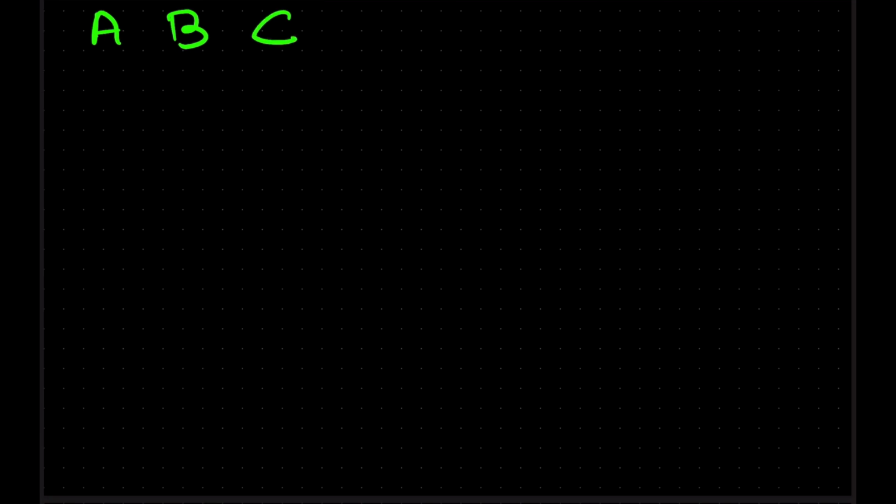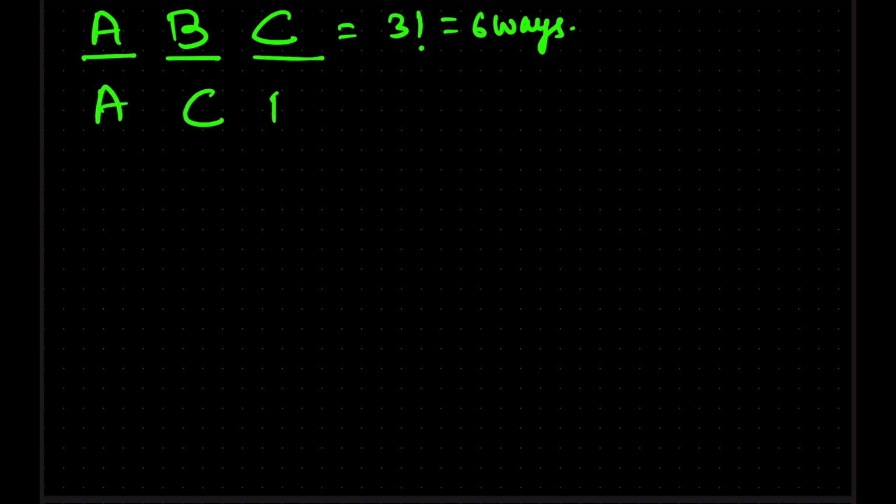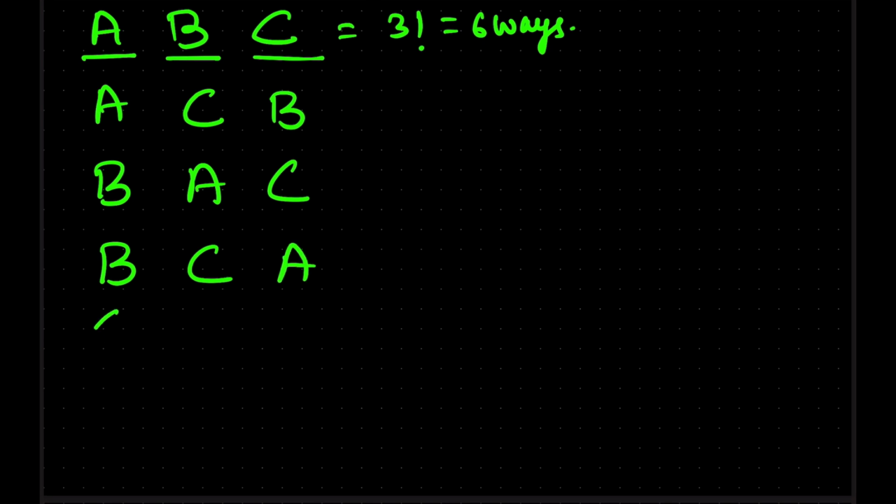Now let's see a special case of permutation where 2 or more objects are of similar nature. For example, let's see A, B and C. How many ways can you arrange these 3 objects in 3 places? It will be 3 factorial, or 6 ways. Let's see what the ways are. A, C, B; then if we fix B at first place, then B, A, C and B, C, A; and if you place C first, then C, A, B and C, B, A. So you can see the different ways in which these 3 distinct objects A, B and C can be placed in 3 places.